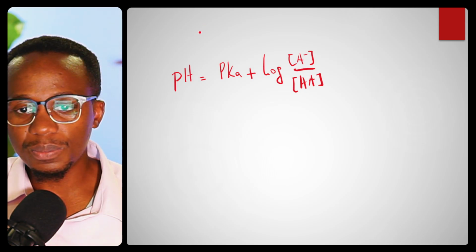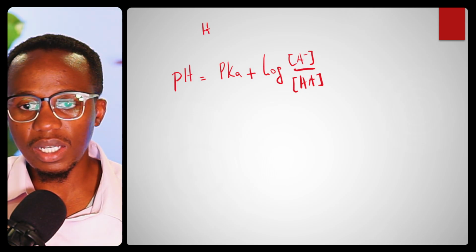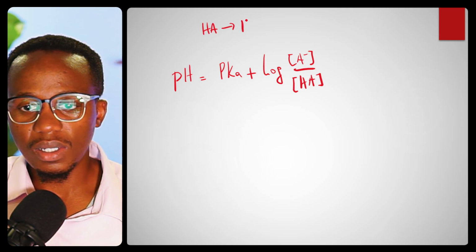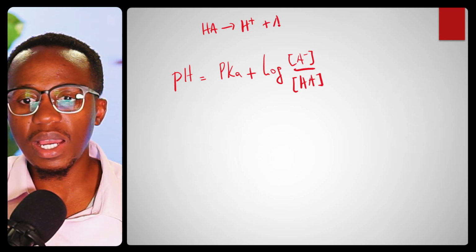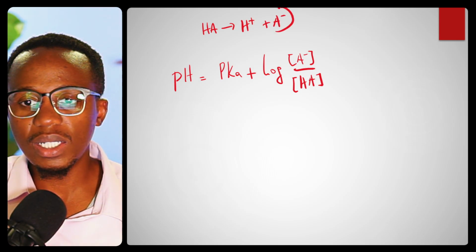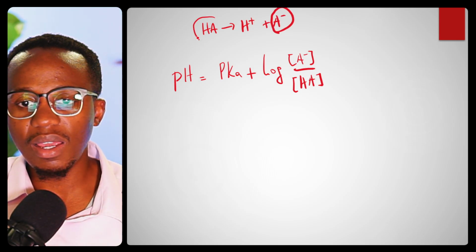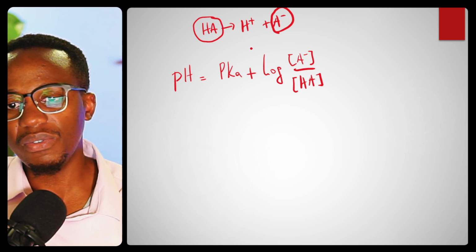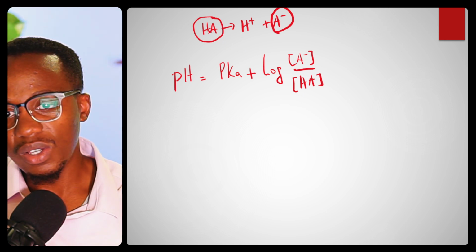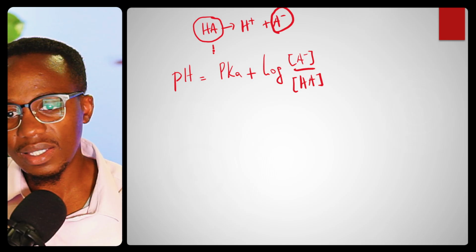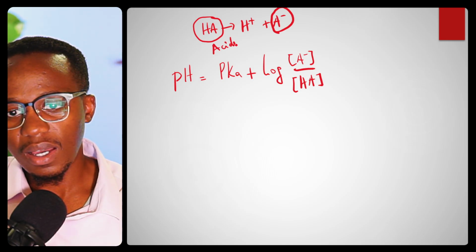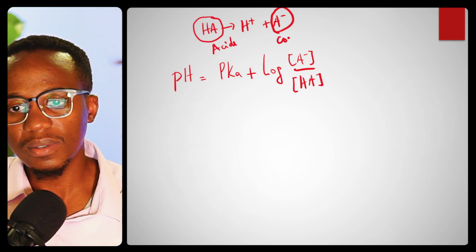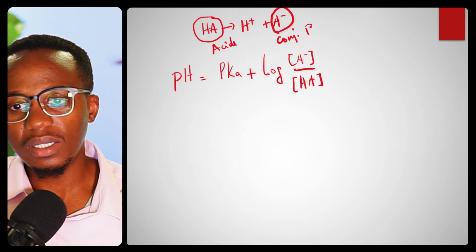A minus and HA being what? Remember, HA gives you H plus plus A minus. These are the two entities that we have in a weak acid buffer, the acid and then the conjugate base.